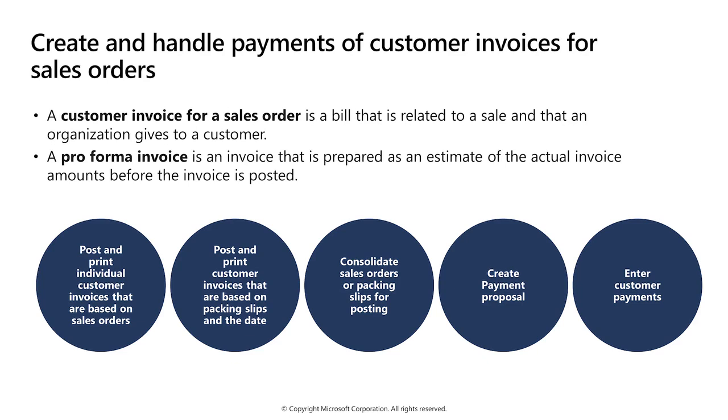A pro forma invoice is an invoice that is prepared as an estimate of the actual invoice amount before the invoice is posted. You can print a pro forma invoice either for a customer invoice, for a sales order, or for a free text invoice. To process payment for a customer invoice, first post and print individual customer invoices that are based on the sales order.